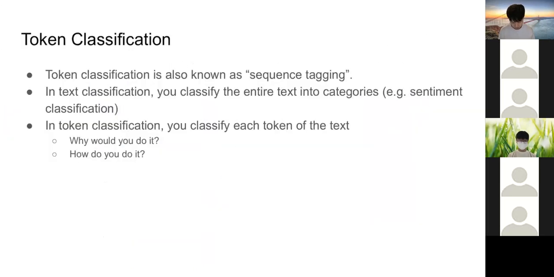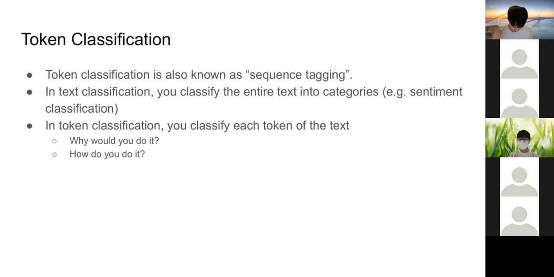All right, so let's just briefly talk about what token classification is and then probably end today's lecture. So I think that's it for today, and see you after. So what is token classification? Well, it's also called sequence tagging. In text classification, you classify the entire text into categories, right? So in sentiment classification, your input is the entire text, and your output is either positive or negative for that text. When you're doing token classification, it's not about the entire text, but you actually classify each token.